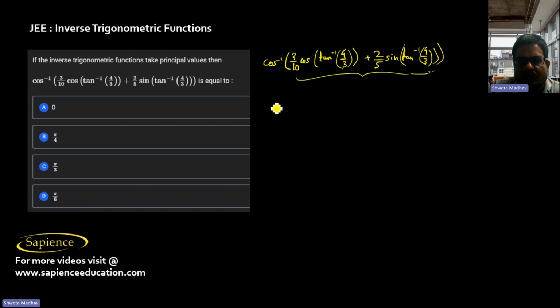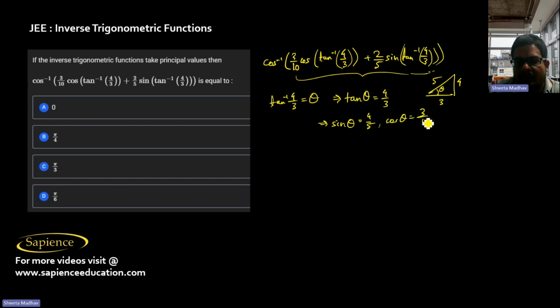Now, tan inverse of 4 by 3, if this is theta, then tan theta is 4 by 3. So this is theta, this is 4, this is 3, so this will be 5. So sine theta will be 4 by 5 and cos theta will be equal to 3 by 5. So therefore this angle theta, we can write as cos inverse of 3 by 5, and plus 2 by 5 sine of sine inverse of 4 by 5.